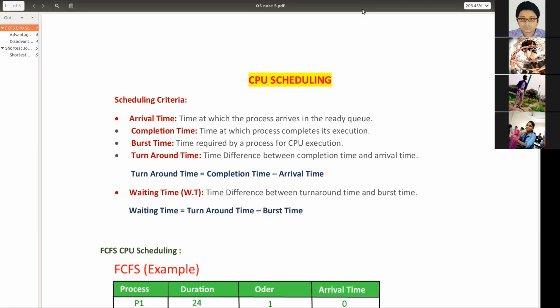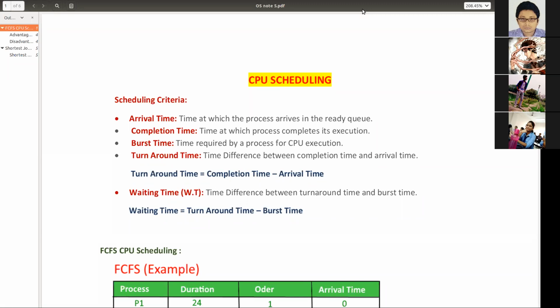Next is a very vital thing, turnaround time. What is turnaround time? The time difference between completion time and arrival time for a process. The difference between when a process completes and when the process arrived in the system is known as turnaround time.